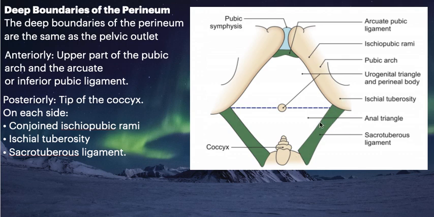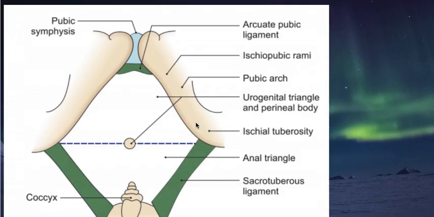Here, this is more clear. So this is the bony pelvis. This is the pelvic outlet, which is the same as the boundaries of the deep part of the perineum, right? So anteriorly we have the arcuate pubic ligament. Posteriorly we have the coccyx. In the middle we have the perineal body over here, which we'll talk about in detail later on. On either side we have the conjoined ischiopubic rami, right? And then we have the sacrotuberous ligament from the sacrum to the ischial tuberosity.